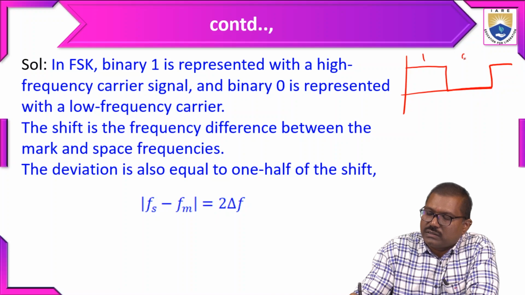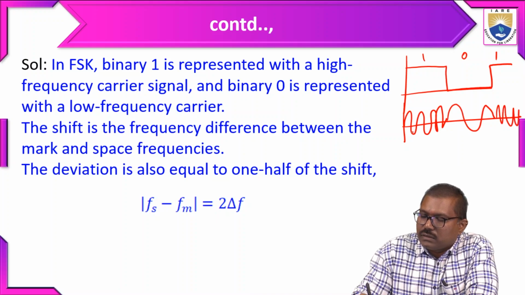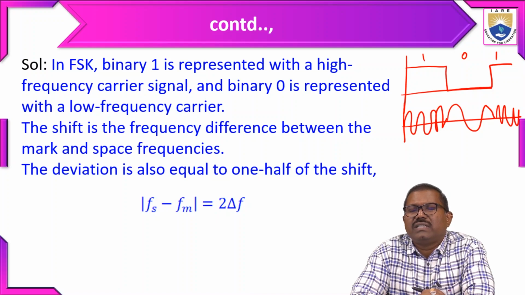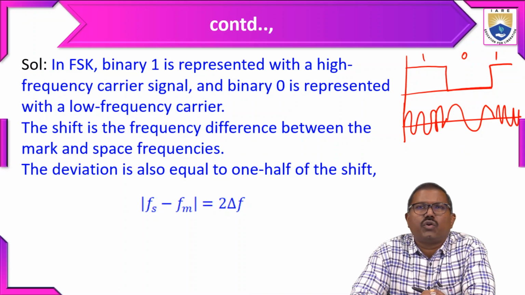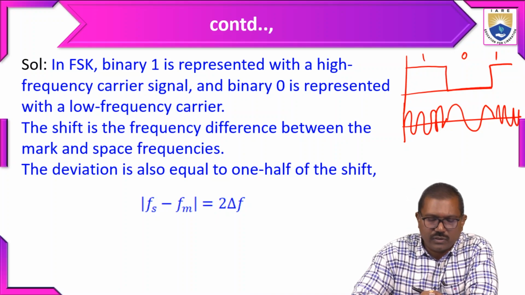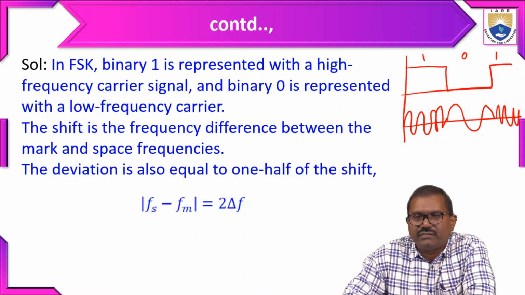For example, this is 1, 0, 1. So how to represent it? Like this. This is a high frequency signal. Symbol 1 is represented with a high frequency carrier signal and binary 0 with a low carrier. So the shift is the frequency difference between the mark and space signals. The deviation is equal to 1/2 of the shift.